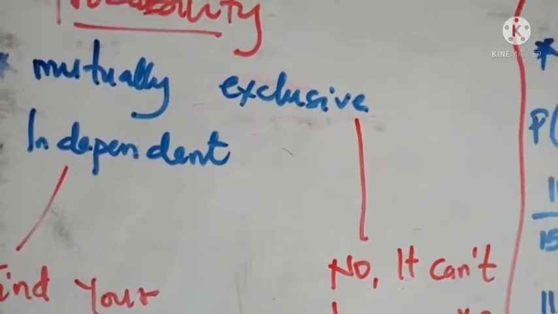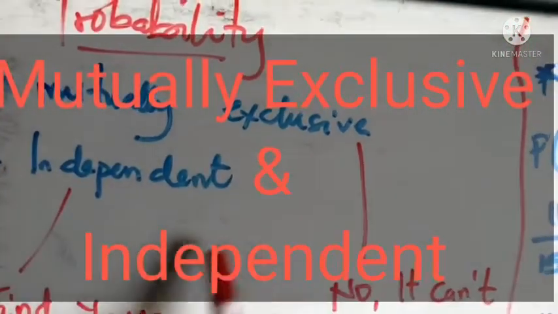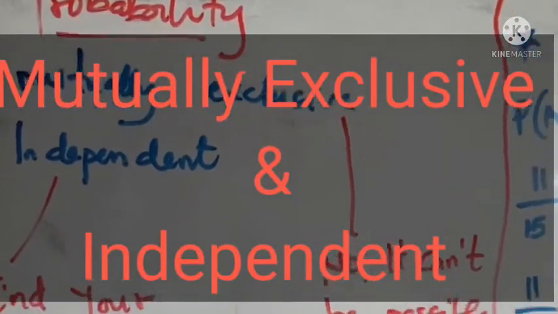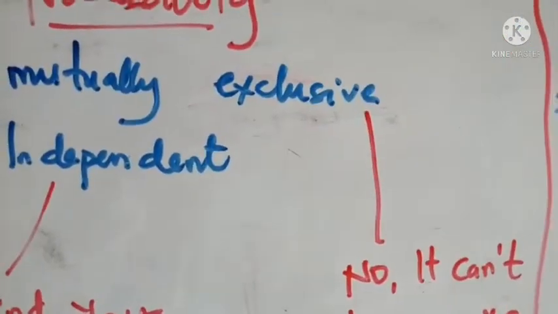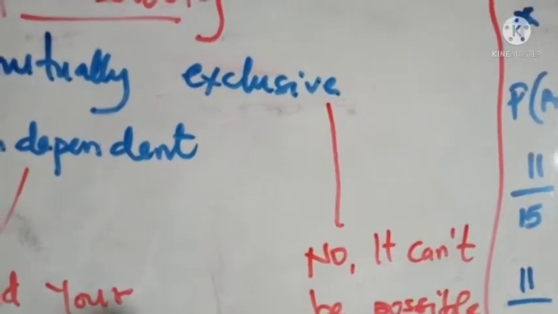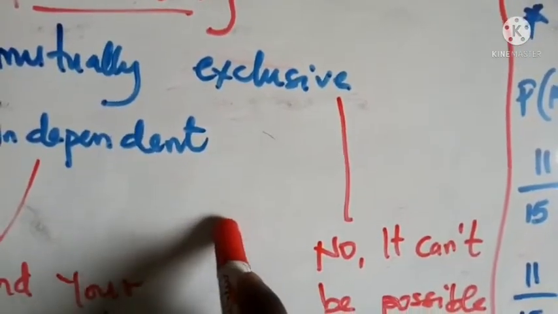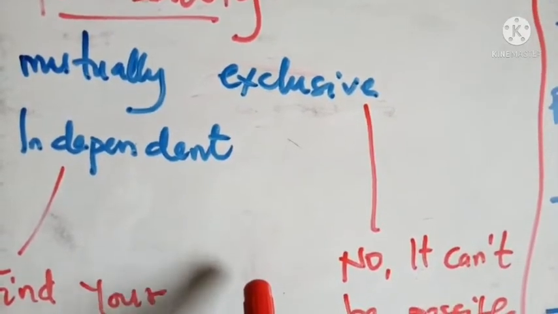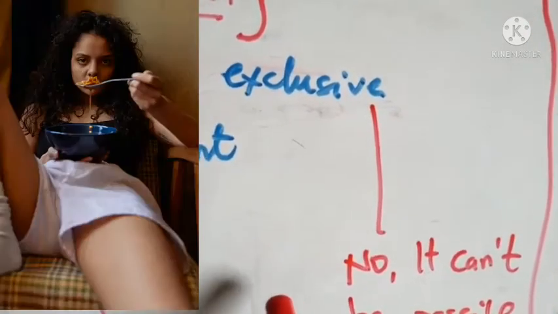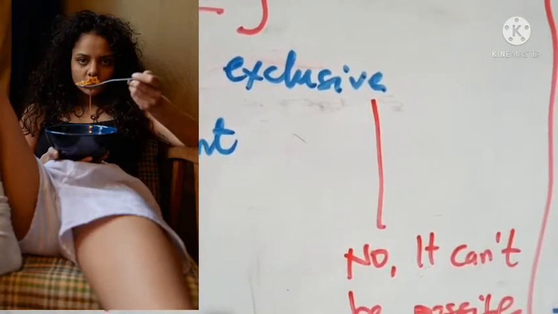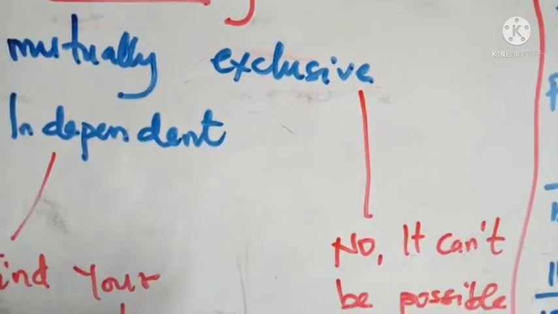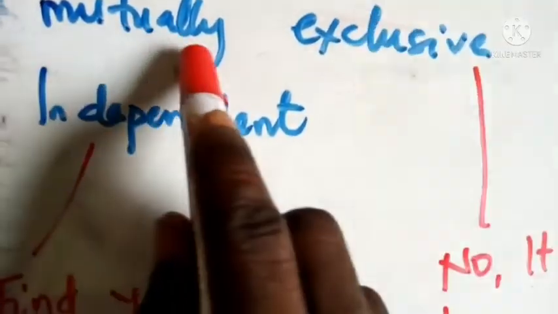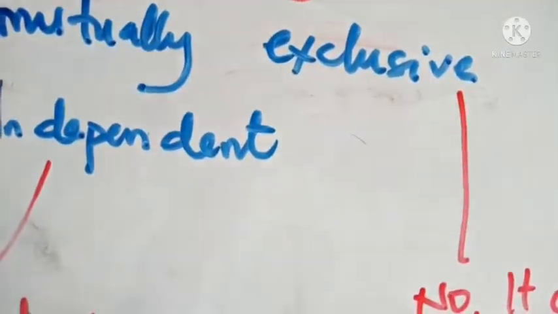Let's discuss mutually exclusive as well as independent events under probability. When you say something is mutually exclusive, what it means in general is that the two of them cannot occur at the same time. Just like saying you are eating and defecating at the same time. Sorry for that if you are eating and watching this video. Those two things cannot happen at the same time. That's also what you mean by mutually exclusive.